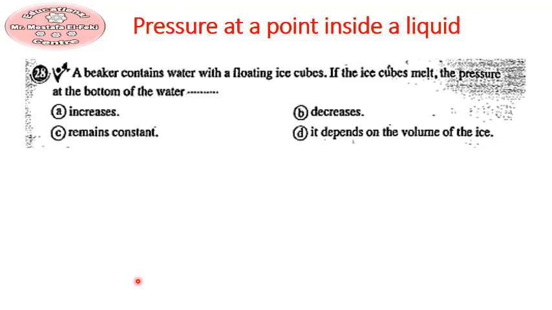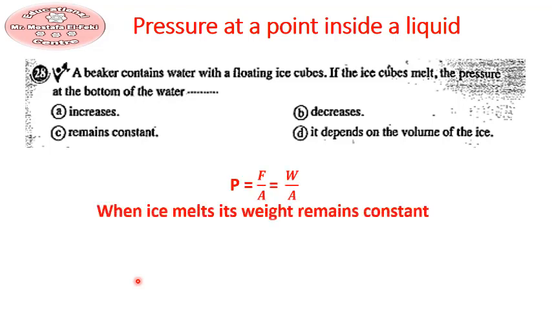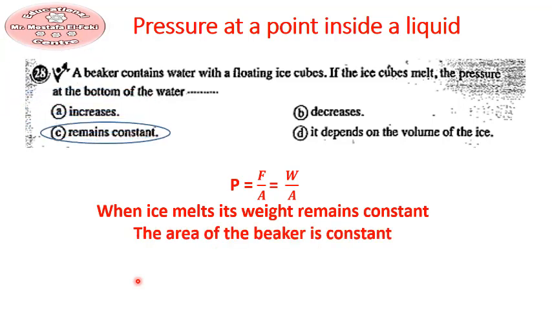A beaker contains water with a floating ice cube. If the ice cube melts, the pressure at the bottom of the water, since the pressure equals the weight divided by the area, and the weight doesn't change, and the area of the beaker also doesn't change, so the pressure remains constant.